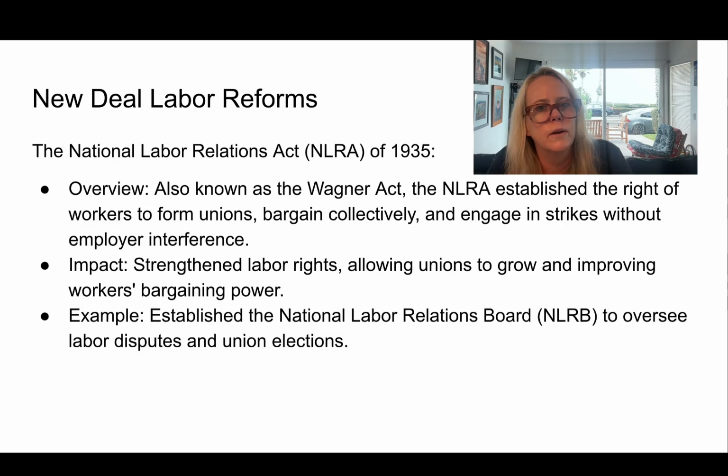And then in the New Deal during the Roosevelt administration, we have the National Labor Relations Act, also known as the Wagner Act. The NLRA established the right of workers to form unions, bargain collectively, and engage in strikes without employer interference. So it really strengthened labor rights, allowing unions to grow, and improved workers' bargaining power. It also established the NLRB, or the National Labor Relations Board, an independent federal agency to oversee labor disputes and union elections.